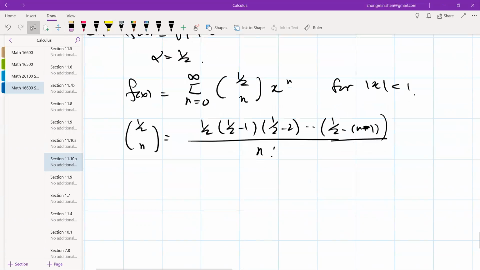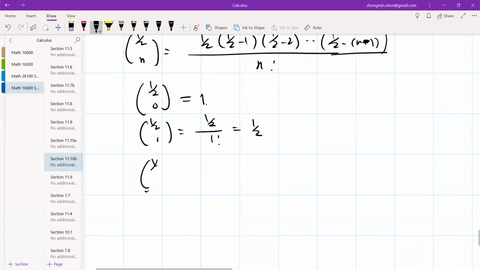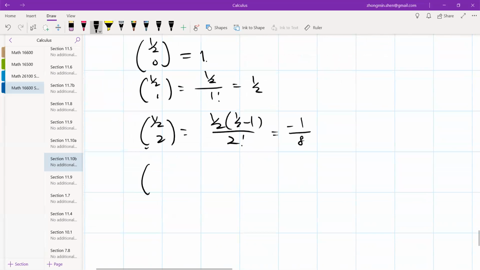The first term is still 1. The next one is going to be (1/2) over 1 factorial, which is 1/2. The third one is 2 factorial here, (1/2)(1/2 - 1), so it's going to be negative 1/4 divided by 2, negative 1/8. It's a very small number.